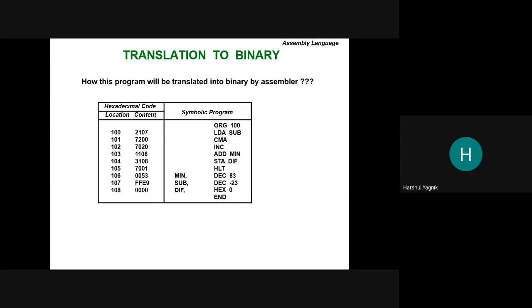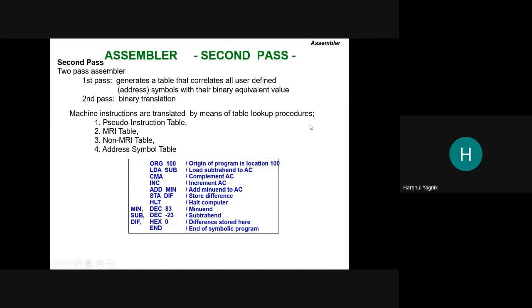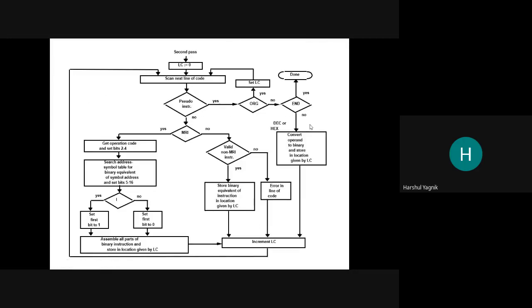Okay, can you see the screen? Good. In the previous lecture, we were discussing the flow chart of how the assembler converts assembly language code into its binary form. This flowchart we discussed in detail.